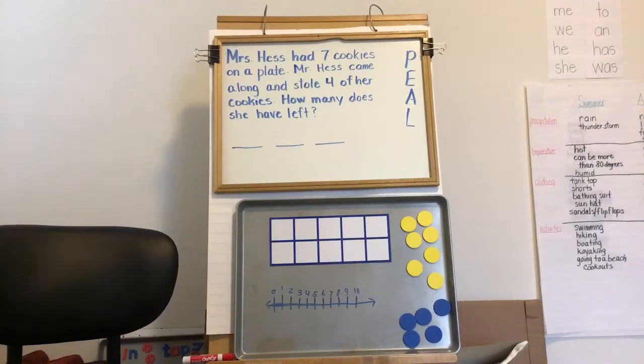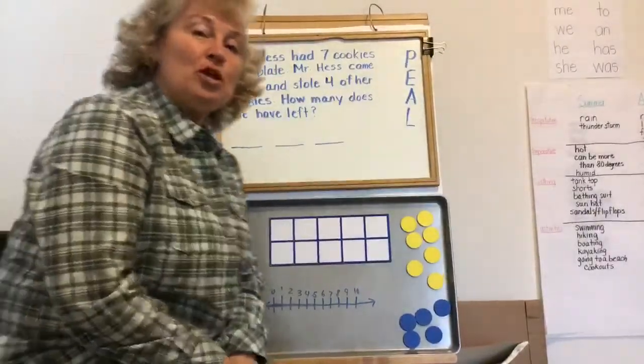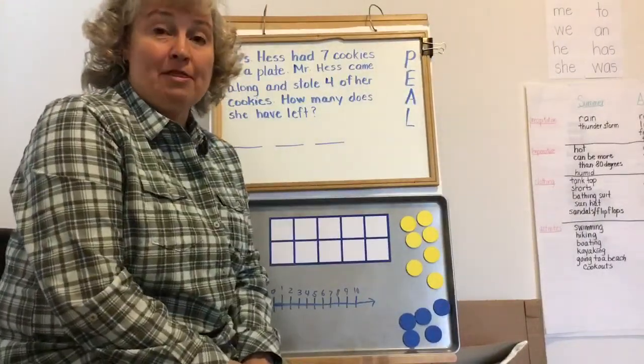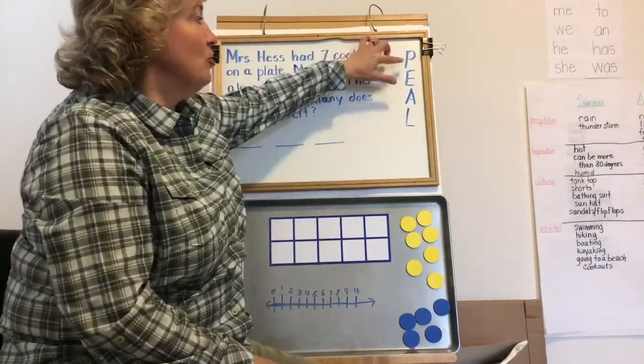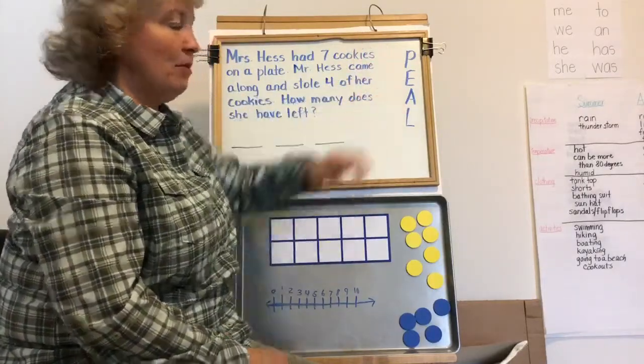We're back for another lesson today, and today we're going to work on another word problem and showing ways that we can check our answer to make sure that we got it correct. All right, so we're going to use our PEAL method that we've been using: picture, equation, answer, and label.